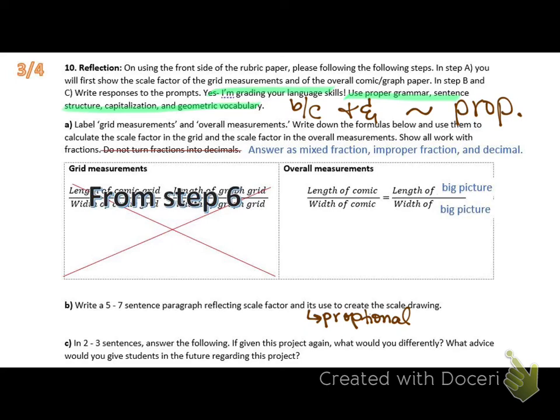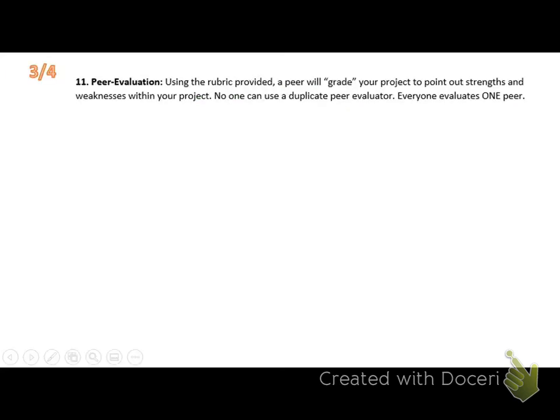And what advice would you give students in the future regarding this project? The last thing, you want to do it on the same day, and it's called a peer evaluation. The goal of the peer evaluation, and the goal of doing it on Thursday, the 4th, is that they evaluate it the day before it's due so that you can fix something before you turn it in completely.